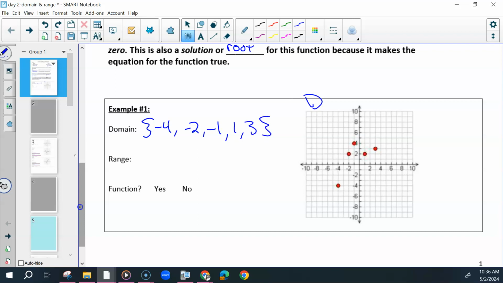Then we're going to do the same thing for the range, but lowest to highest. What would that be? Keep going. 2, 3, 4. You don't put in repeats. So that would be our domain, that would be our range. Is this a function? Yes. I could draw vertical lines with all the points, or I could look at the x values. Each one has its own y value. So yes. Questions there?